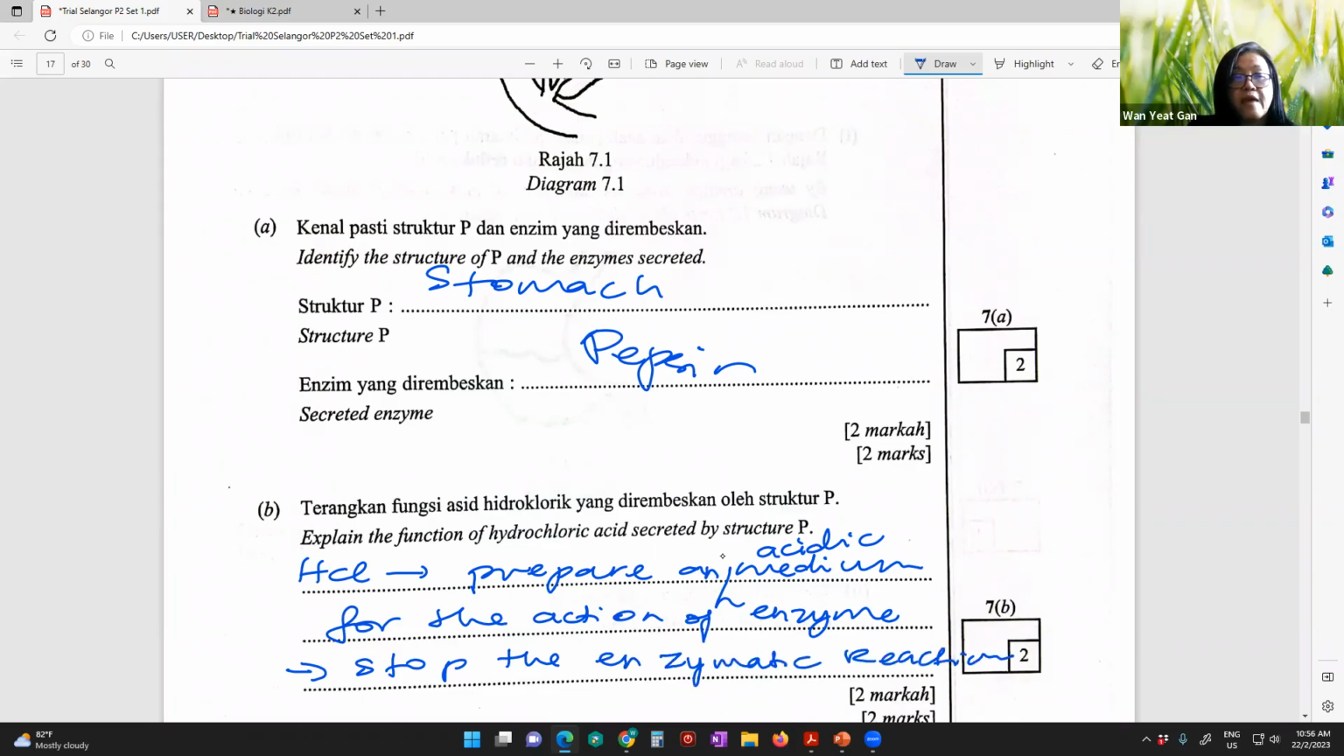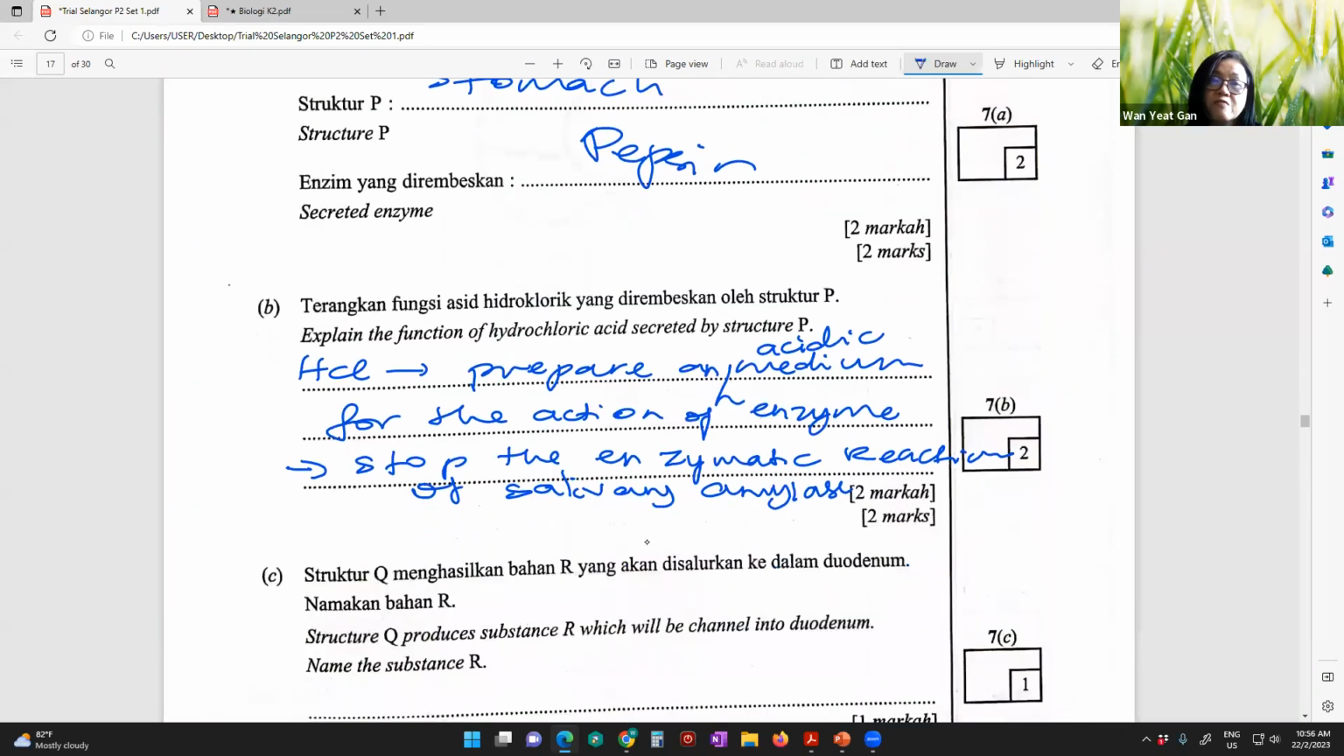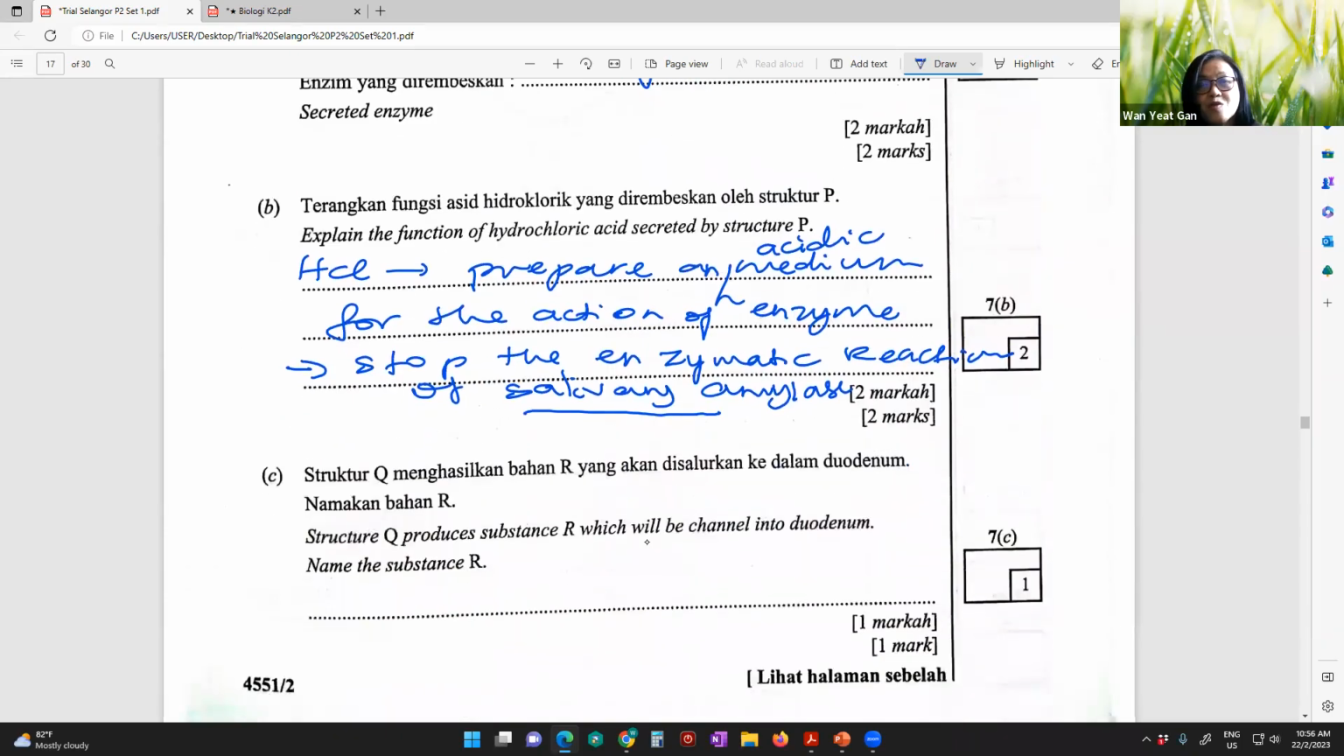of salivary amylase. Now you know salivary amylase is found in your mouth. And lastly, the salivary amylase is from the mouth, so when you swallow the bolus, it goes into your stomach. So HCl will stop the activity of salivary amylase. And the last one is, of course, to kill bacteria in the food.